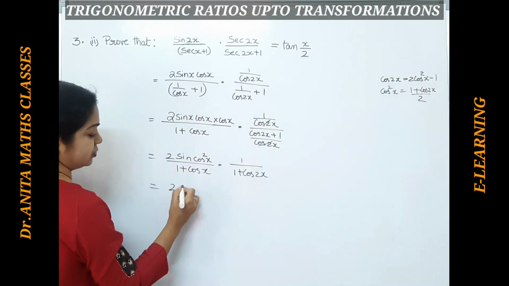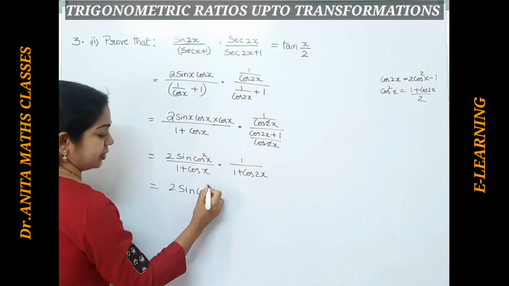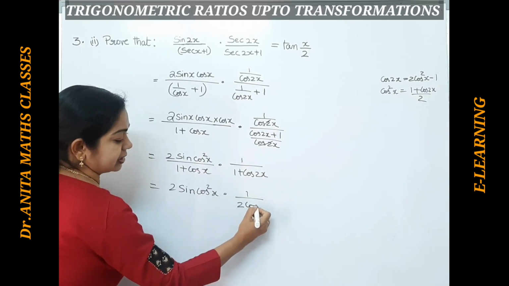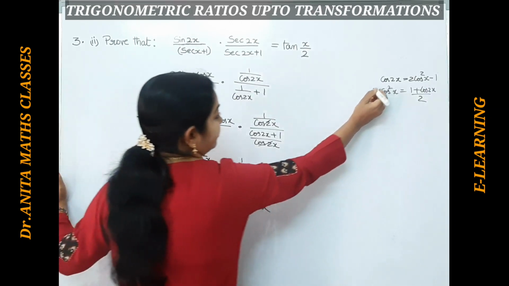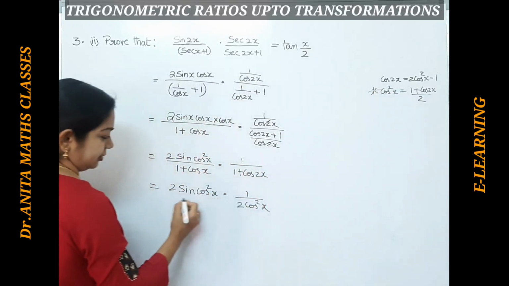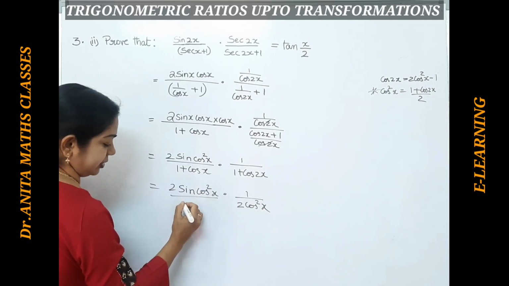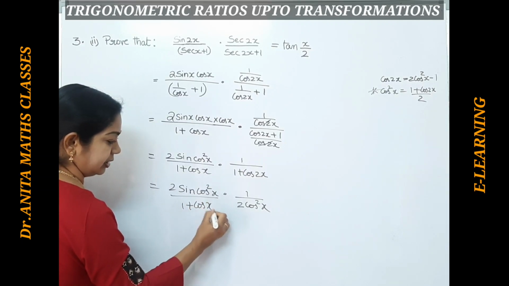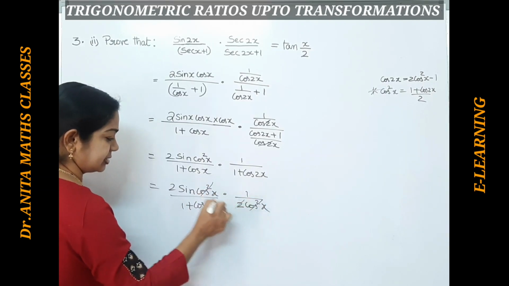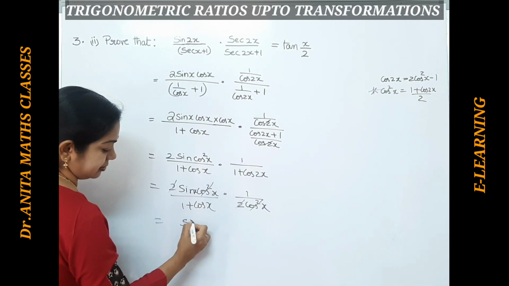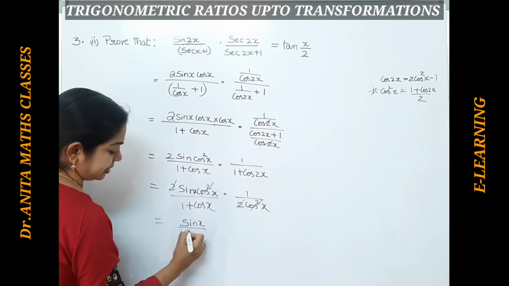This we will write as 2 sin x cos square x multiplied by 2 cos square x. This we have applied. This becomes 1 plus cos x. Here again I can write 1 by cos x only. These two get cancelled. Now remaining is sin x divided by 1 plus cos x.